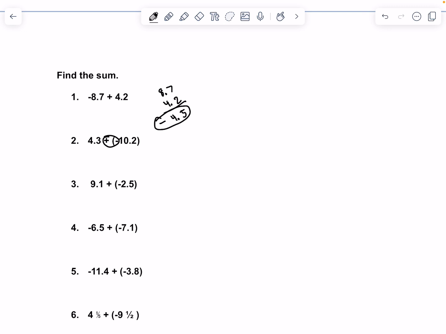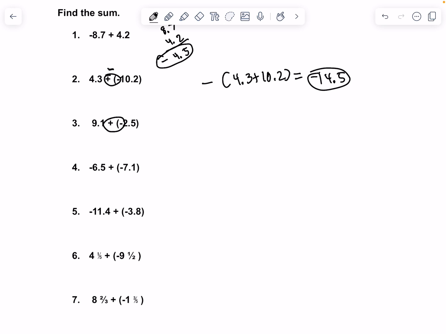Different for number 2. We see a plus and a minus, so this means 4.3 minus 10.2. We can just convert that. 4.3 minus 10.2 would be equal to 4.3 plus 10.2, and we add a negative. And once we do that, we'll get 14.5, and we add a negative sign. So that would be equal to negative 14.5 for number 2. For number 3, we see a plus minus again, which means 9.1 minus 2.5, and that's just a regular equation. So we would get 6.6 for this number, because 9.1 minus 2.5 is 6.6.